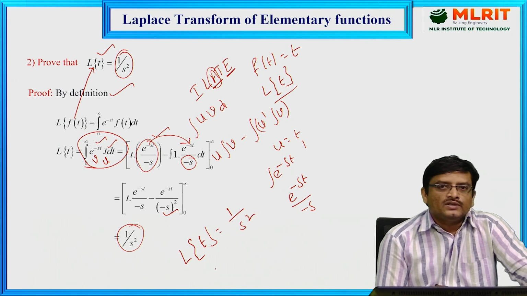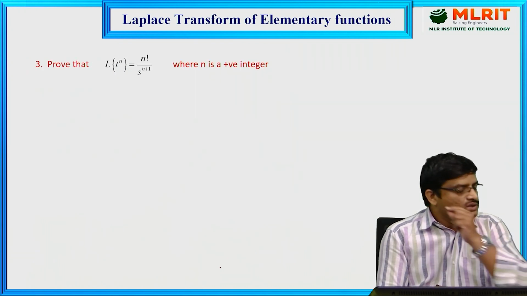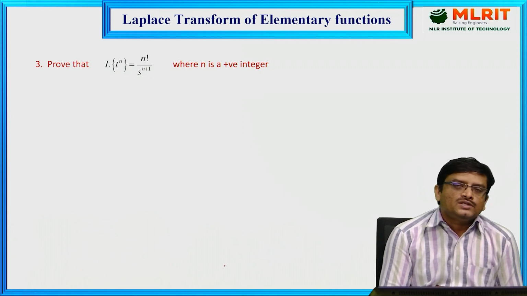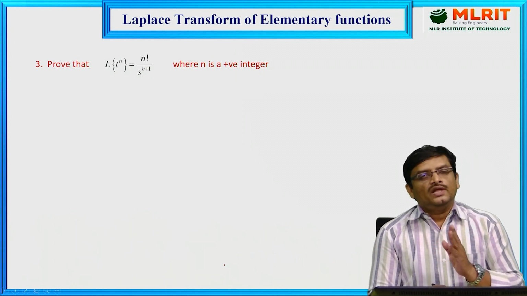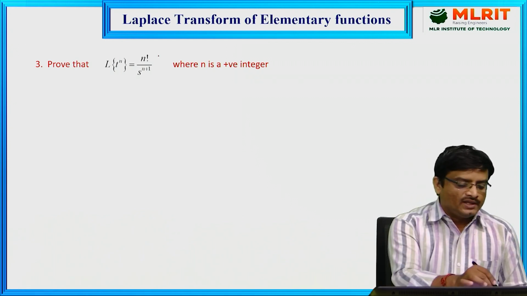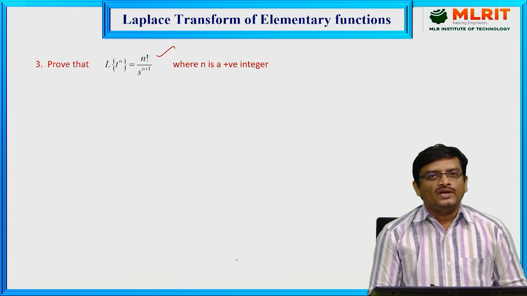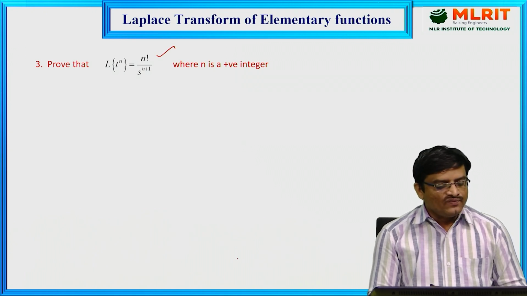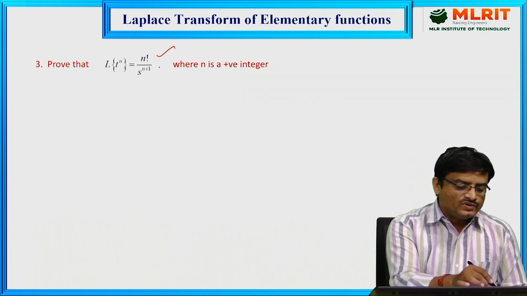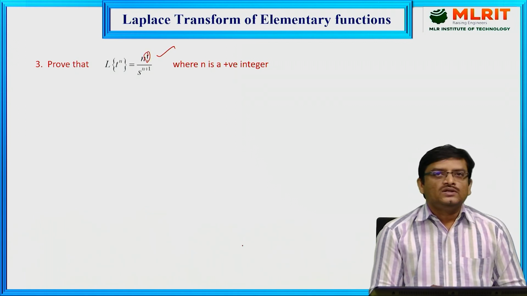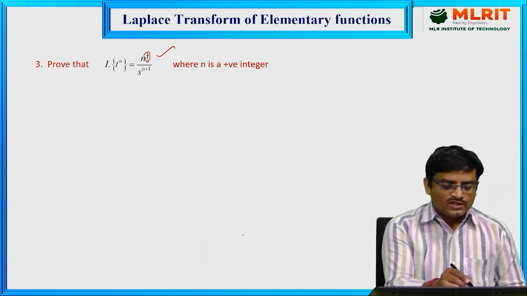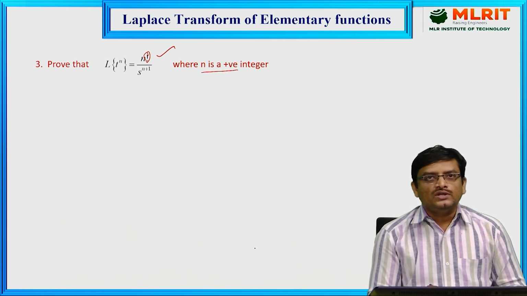So next, suppose if we get Laplace transform of t square, Laplace transform of t cube and Laplace transform of t power 4 and so on, then if you want to find out the higher powers of t, then we have to take the help of this Laplace transform of t power n which is given as n factorial by s power n plus 1. So here n is a positive integer, since we are having a factorial, and we know that factorial is applicable only for the positive integers.